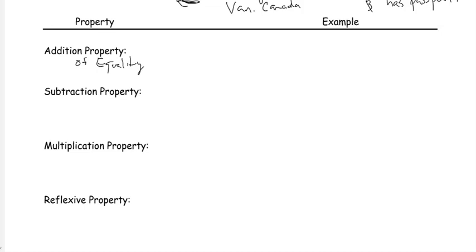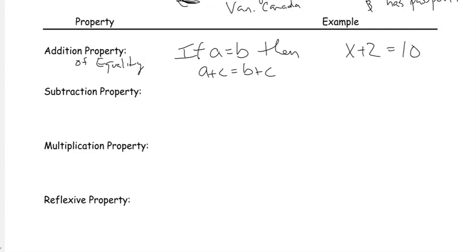What the addition property of equality says is if A equals B, then A plus C equals B plus C. What that means is you can add a number to one side of an equation as long as you add it to the other. If we had x minus 2 equals 10, then you could go over and add 2 as long as you add 2 on the other side. That is what the addition property of equality says.